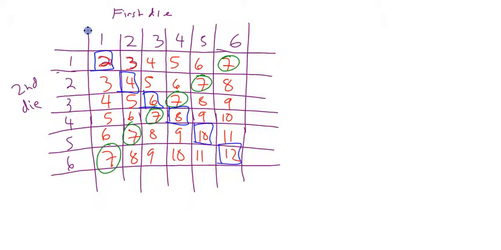Okay, anything on there have both a green circle and a blue square? No. So that makes them mutually exclusive, right? You can either be doubles or a 7, but you cannot be both. Okay.